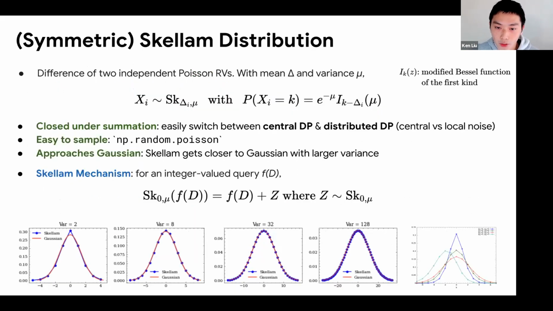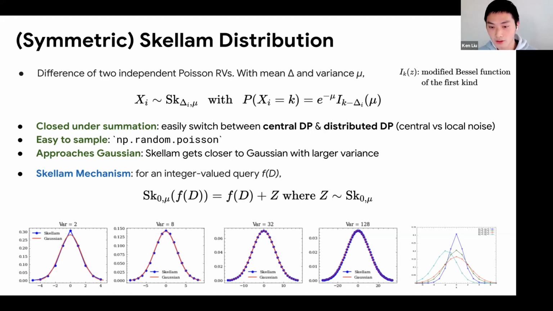So in this work, we introduced the multidimensional Skellam mechanism, which involves adding noise from the Skellam distribution. The Skellam distribution is the distribution for the difference of two independent Poisson random variables, and it is symmetric when the Poisson random variables have the same variance. The Skellam distribution has several nice properties. First, it is closed under summation because Poisson random variables are closed under summation. This means that we can easily switch between central and distributed DP applications.